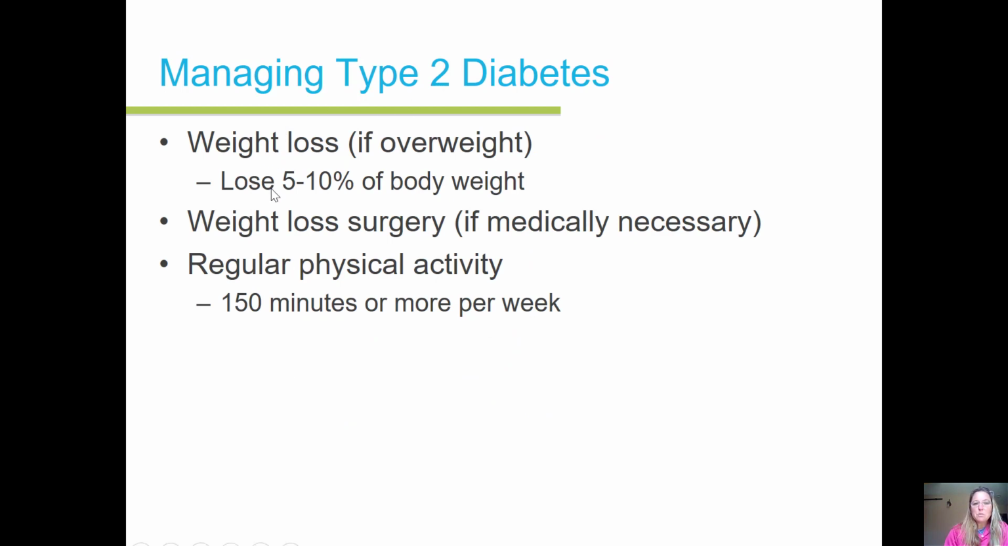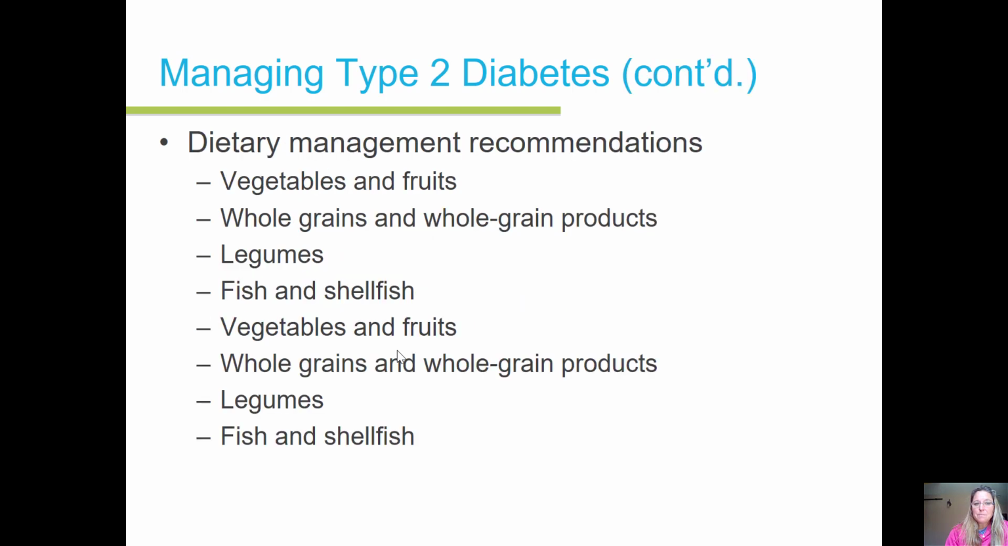So how do we manage type 2 diabetes? Weight loss is key. Like I said, anywhere from 5 or 7 to 10% of body weight is key in reducing the risk of the disease. Many people lose the weight, adopt a healthier dietary pattern, and then get their blood sugar levels tested and they don't have diabetes anymore. So that is definitely a plus. We need to adopt at least 150 minutes a week of regular physical activity.